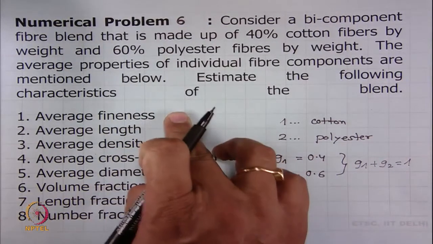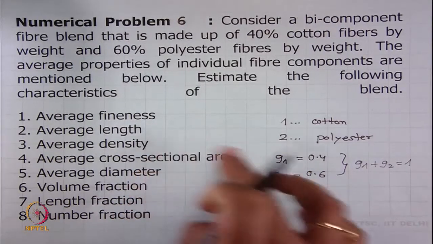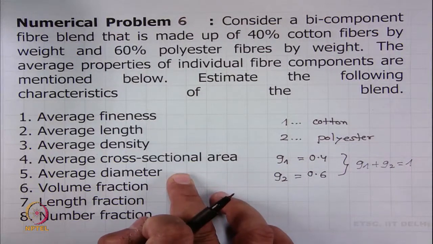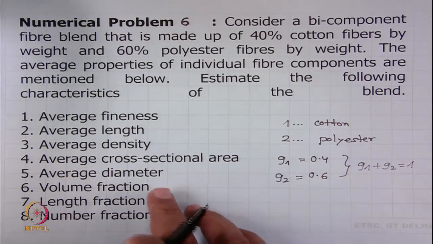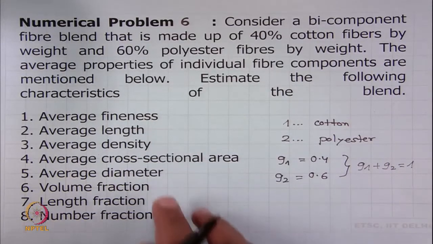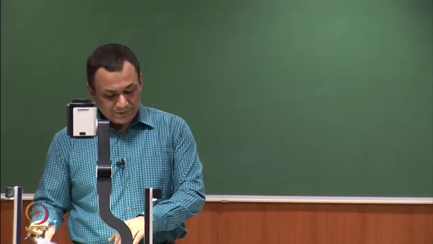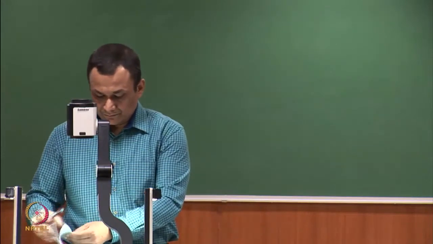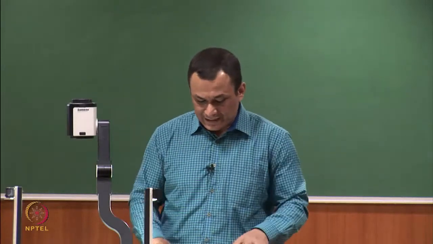Average fineness of the blend, average length of the blend, average density of the blend, average cross sectional area of the blend, average diameter of the blend. Five characteristics I told you earlier. And mass fraction is given, so the remaining three characteristics of fractions: volume fraction, length fraction, number fraction. So let us solve this problem. Whatever formulas we learnt, we will use them directly.